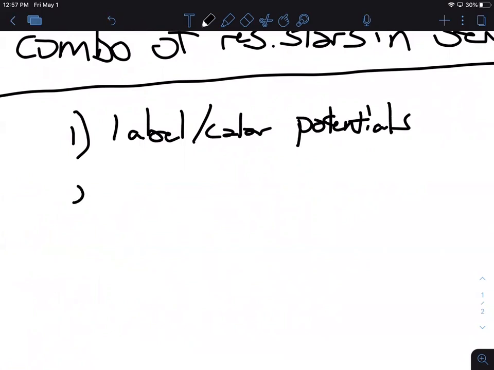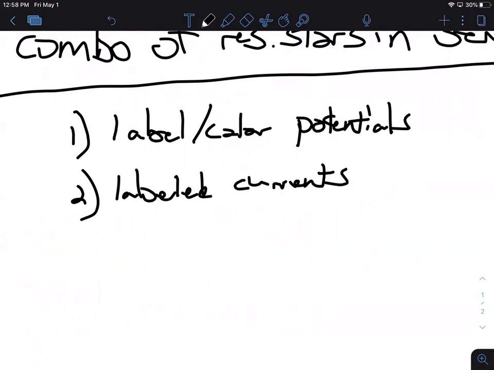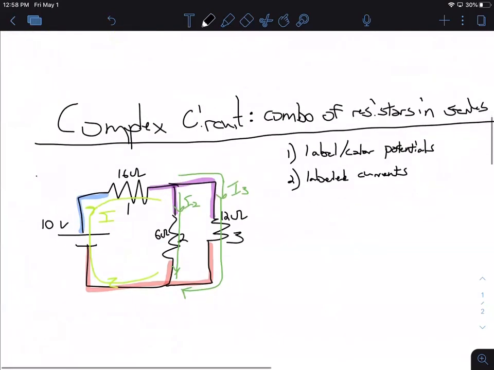All right. We also labeled the currents in each section. So we saw that the current was going to split, and we labeled that as well.